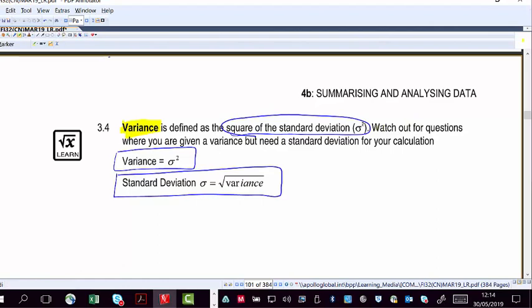Just watch out for that in questions. A wee reminder here, watch out in questions whether they give you the variance or the standard deviation. If they give you the variance but you need the standard deviation, then you take the square root of the variance to get the standard deviation, and vice versa. If they give you the standard deviation and you need the variance, then you square it to calculate the variance.